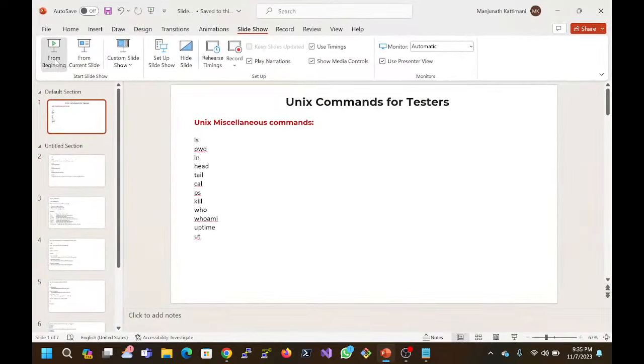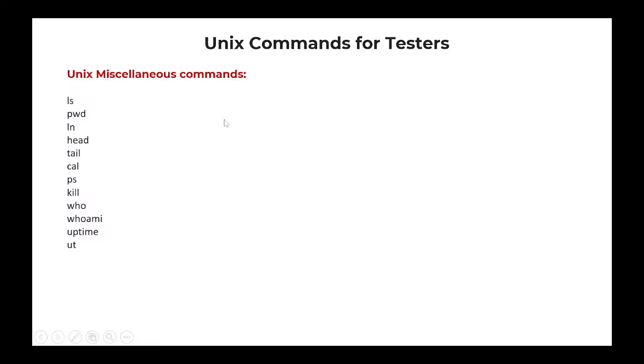These are some very important Unix commands for testers. Unix miscellaneous commands: ls for listing, pwd, that is present working directory, head, to display the first lines of the file, tail, to display the last lines of the file, cal, to display the calendar, and whoami, to display the present username.